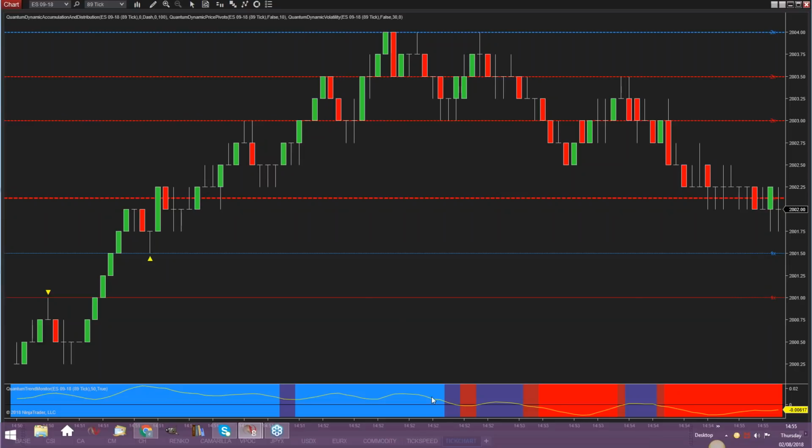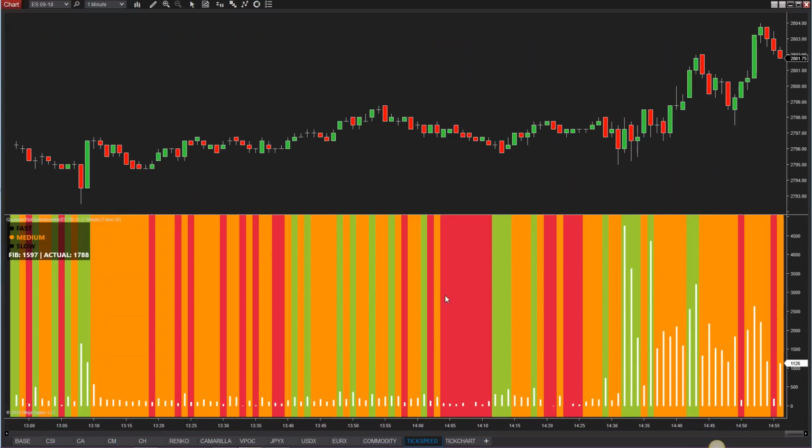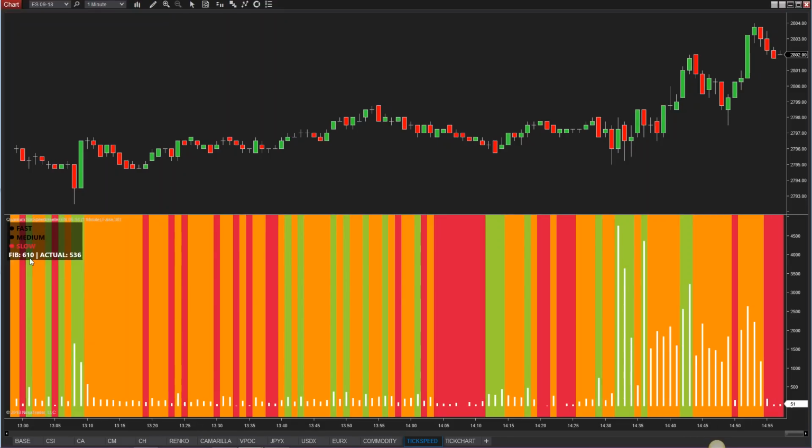So what I'm going to do is I'm actually going to change that, and that's what the tick speed was designed to do. It was designed to deliver the optimal setting for the tick chart. You can see down here where my cursor is, we've got a choice of 610 or 540.